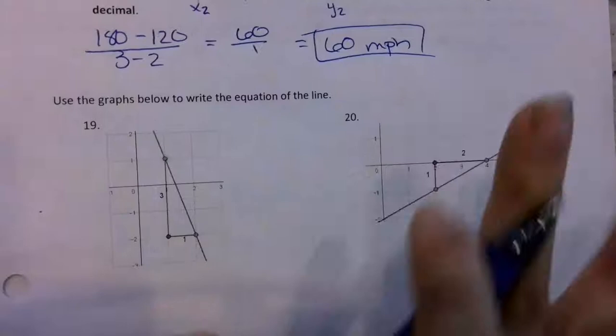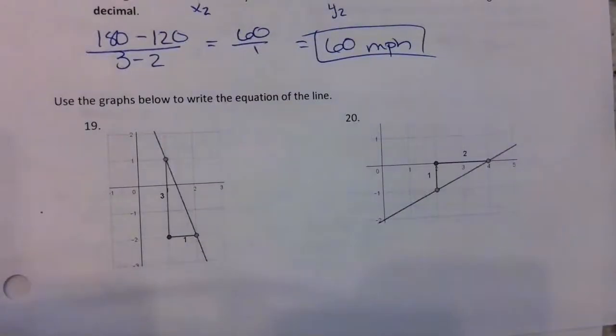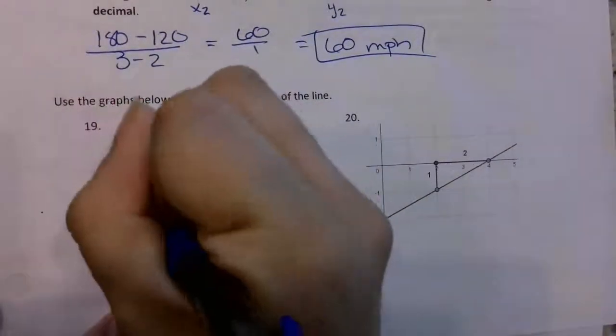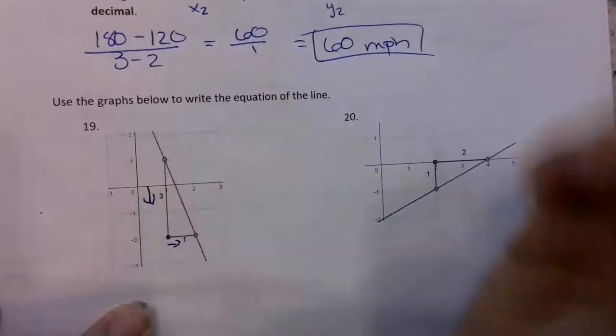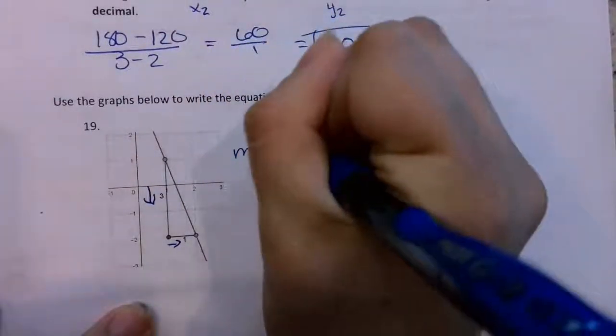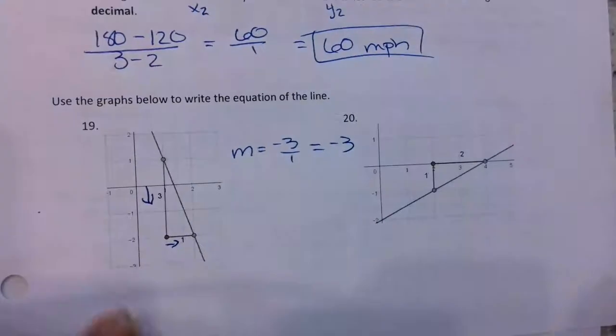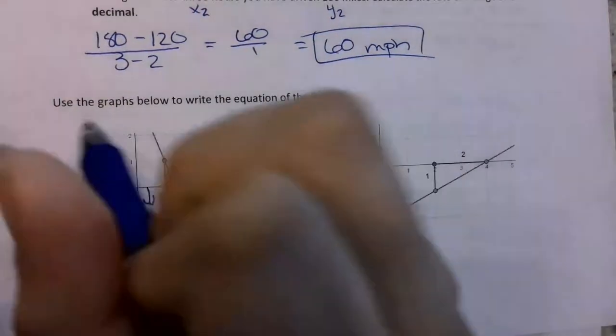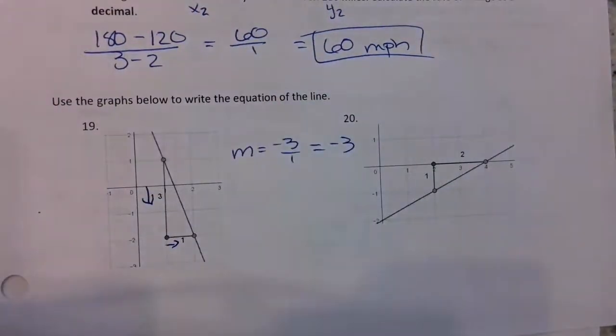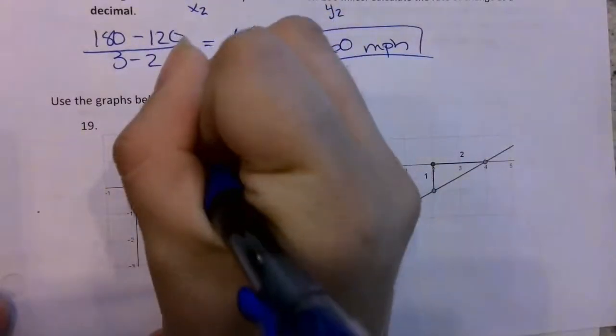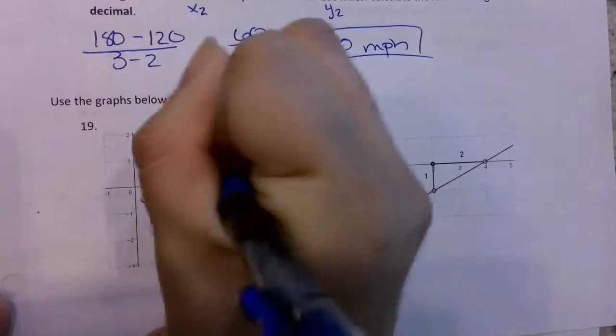On number 19, it wants me to write the equation of the line given the slope triangle. So it's going down 3 and it's going over 1. So my slope is going to be negative 3 over 1, or just negative 3. I cannot see my y-intercept, but I do know this point is (1, 1).